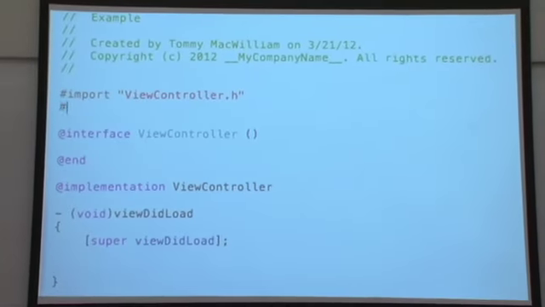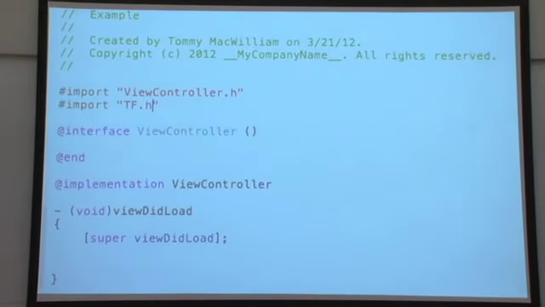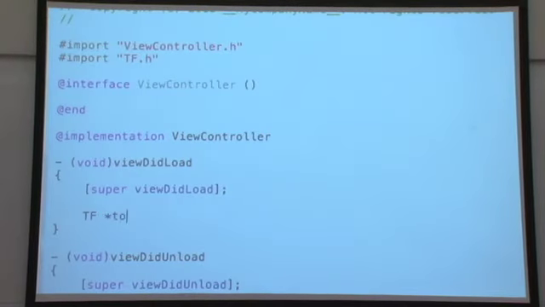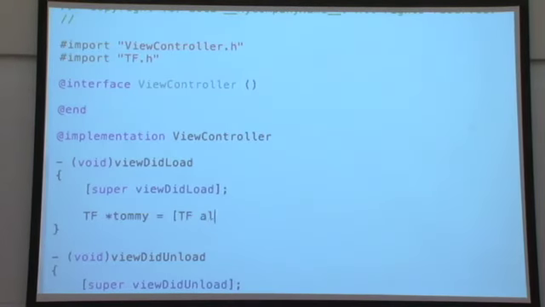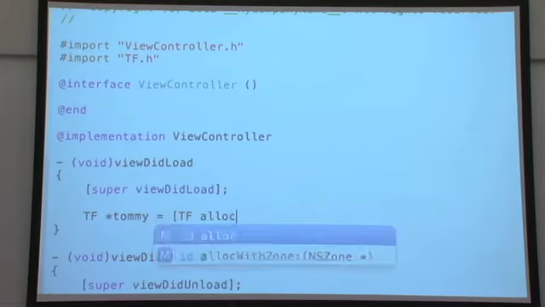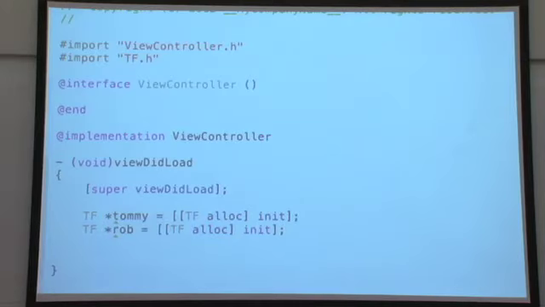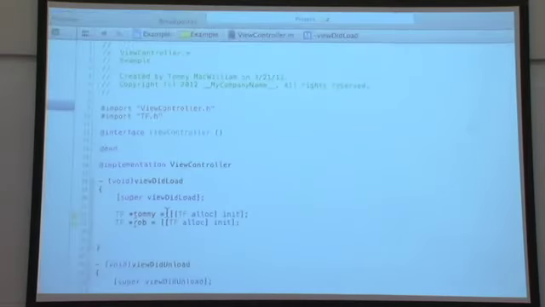So to access that object, I first need to import the file. So I'm going to say import TF.h. That's fine. So I'm going to say, all right, so Tommy's a TF. So he's going to be alloc and init'ed. And Rob is a TF. And he's going to be alloc and init'ed. Make sense? Just creating two TF objects there.